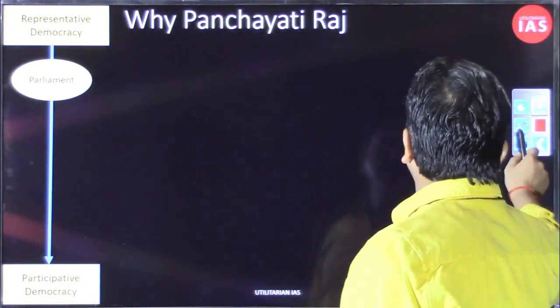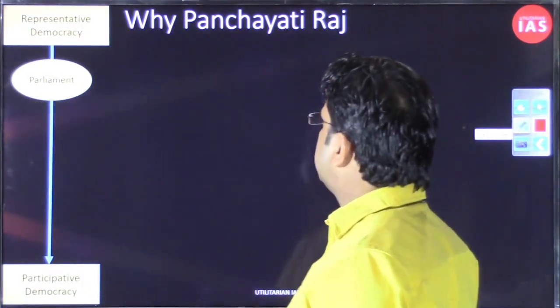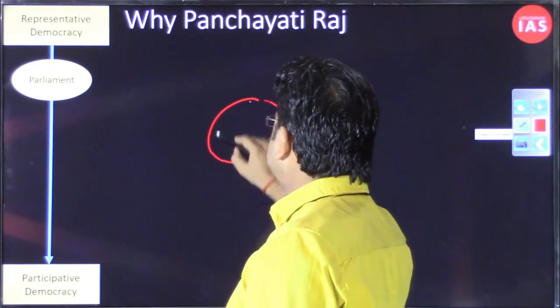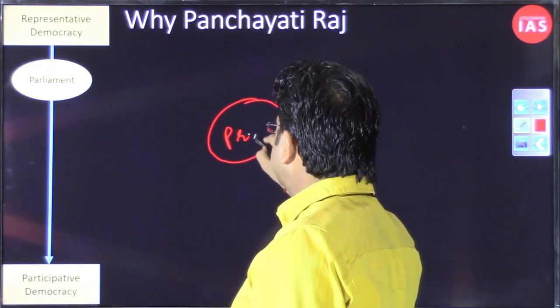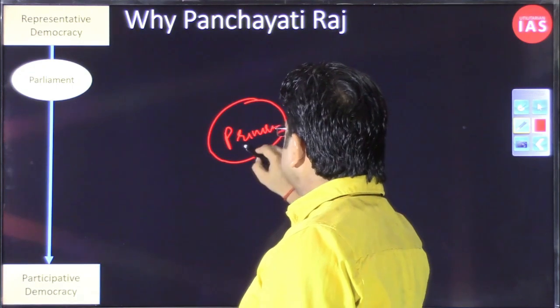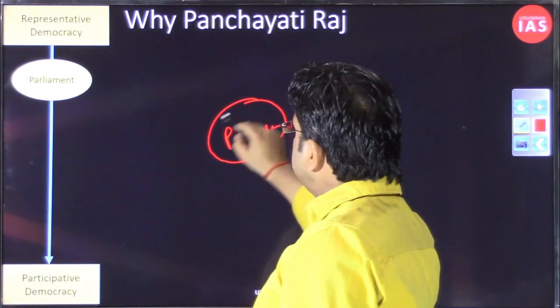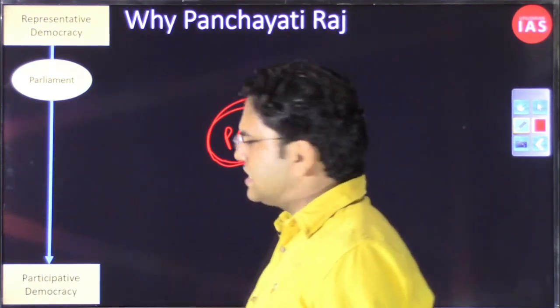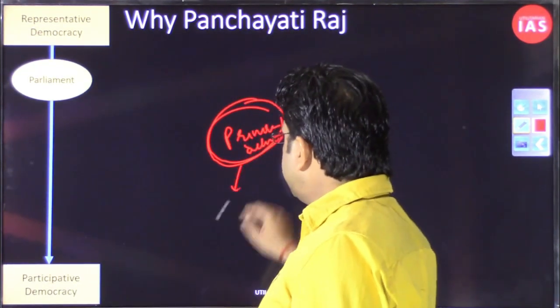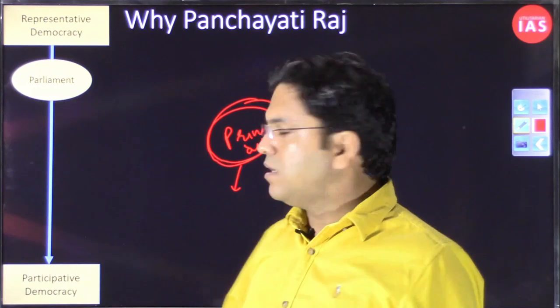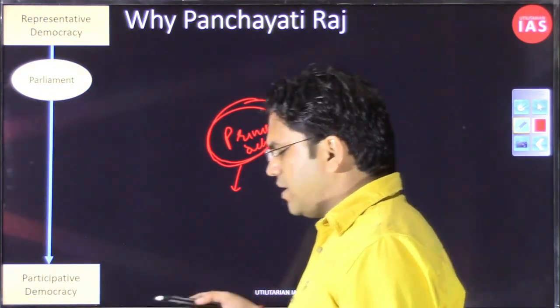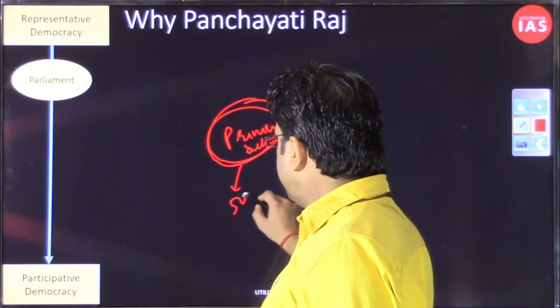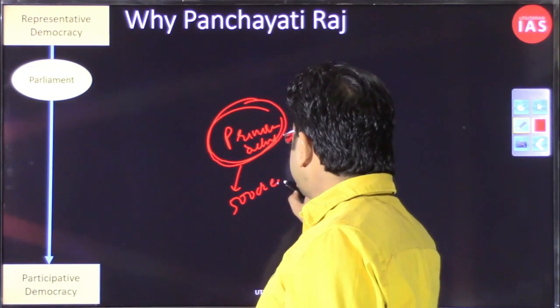So let us take an example of one imaginary scheme. Suppose a scheme is being designed for the creation of infrastructure for primary schools. Now this scheme is being designed for the whole nation, meaning all of the states. So what parliament can do is that, okay, primary school infrastructure is to be created, so let us award 500 crore to each state.